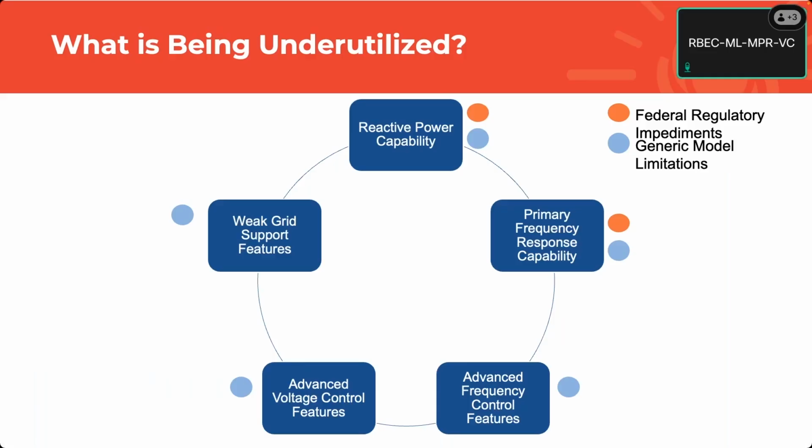On primary frequency response, you have much more capability with a manufacturer-specific model, but also FERC Order 842 was a little late as far as mandating primary frequency response. So there are still a lot of facilities out there that have it but aren't using it. The others are more model-based: weak grid support features, advanced voltage control features, and advanced frequency control features. We're just not able to study them right now. You probably could put regulatory all the way around to enable those things, but I didn't here, just for discussion.